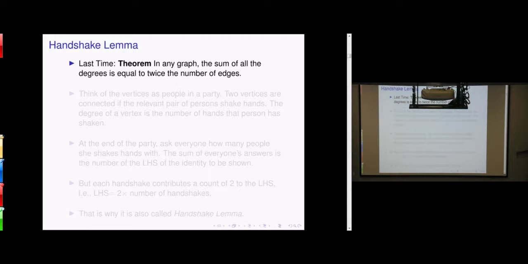Okay, so last time we mentioned the theorem. The theorem says this: in any graph, the sum of all degrees is equal to twice the number of edges. Okay, so in a graph, it has vertices, it has edges. You can count the number of edges, right? Now, for each vertex, you can count its degree. So you add all the degrees, and you can count the number of edges. Then they have this relation. The sum of all degrees is equal to 2 times the number of edges.